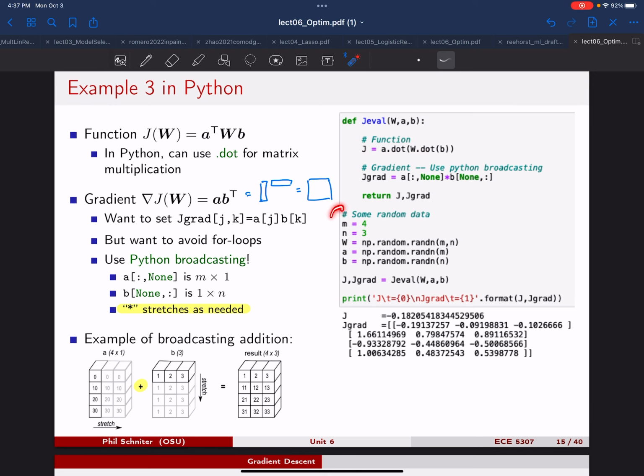And then here, for the rest of this example, we're just creating some random quantities, W, A, B. We're creating them with zero mean, unit variance Gaussian entries. And then we're just evaluating that and printing out the J and the J grad that results.